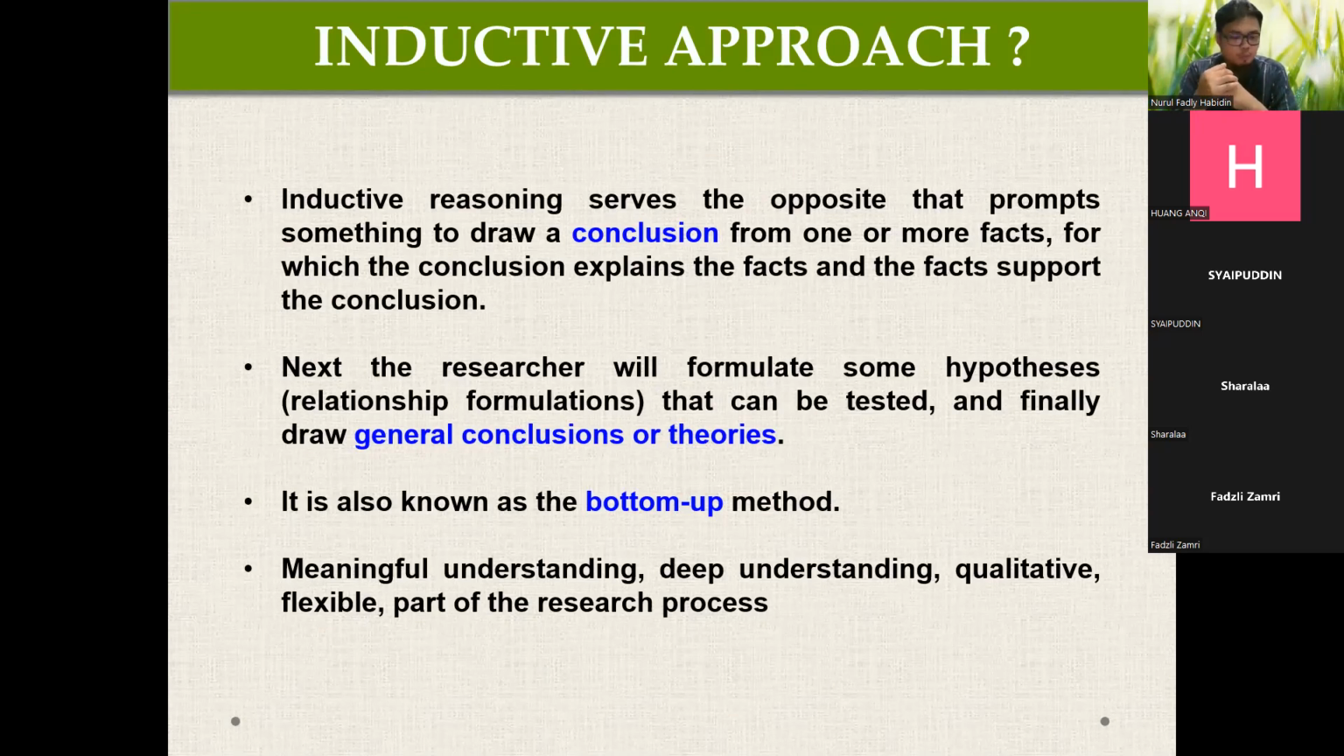Next, the researcher will formulate some hypothesis, a relationship formulation that can be tested, and finally grow a general conclusion or theory. That's why we call that bottom up. Quantitative is top down, qualitative is bottom up, deductive is top down, inductive is bottom up. Please remember this one.